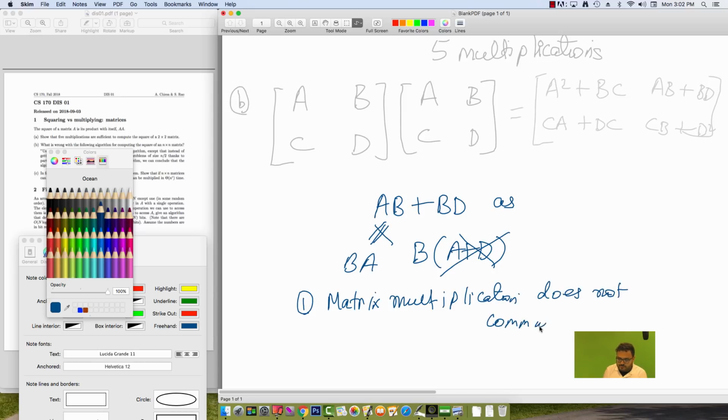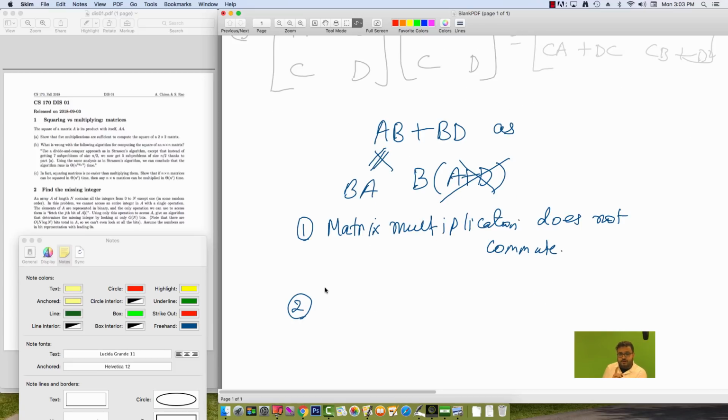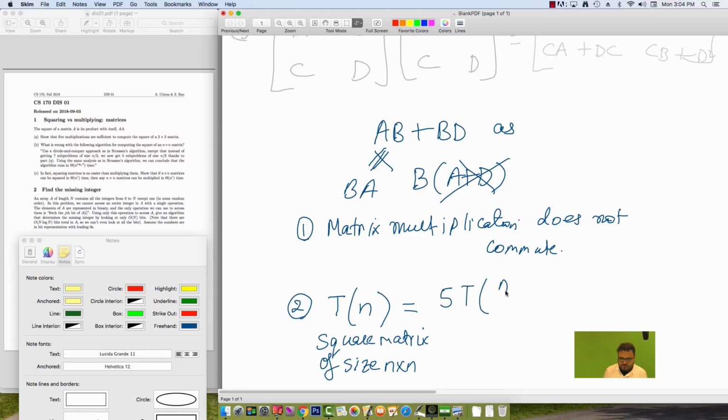But there's one more problem. There is also a second problem, which is that the recurrence relation that we're going for looks something like this, right? We want to start with an input of size n, and what we want to do is square a matrix of size n cross n. And then we want to write this as 5T(n/2) plus some other work, plus some combination work.